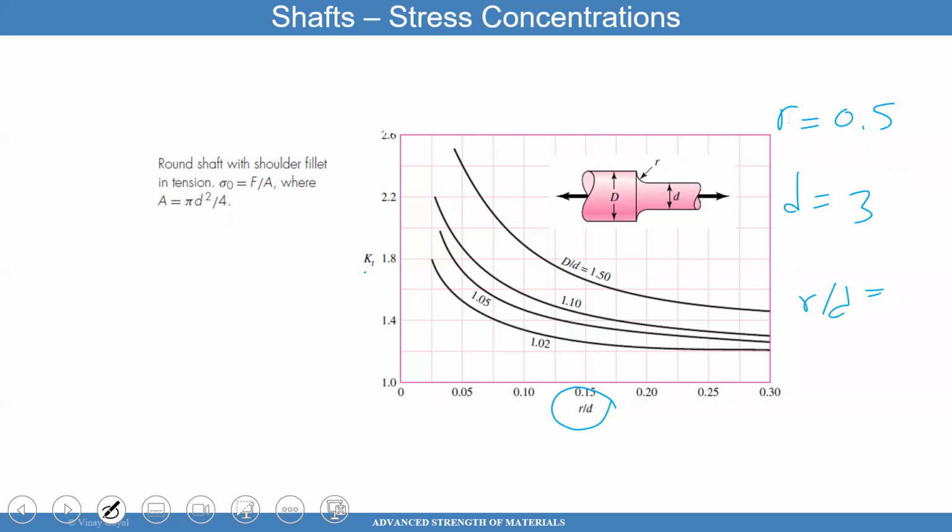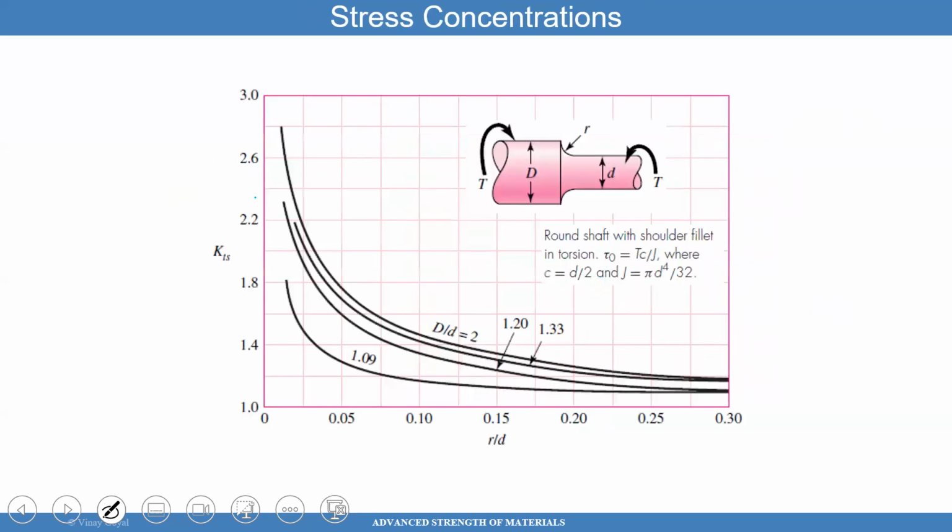And then you draw the line, and I'm making it up. I don't want to do all the calculations. And if you have this diameter and this diameter, you know which of these curves you can use. You have to figure out which curve. Whatever intersects, you go here, KT multiplied by sigma naught gives you the max stress.